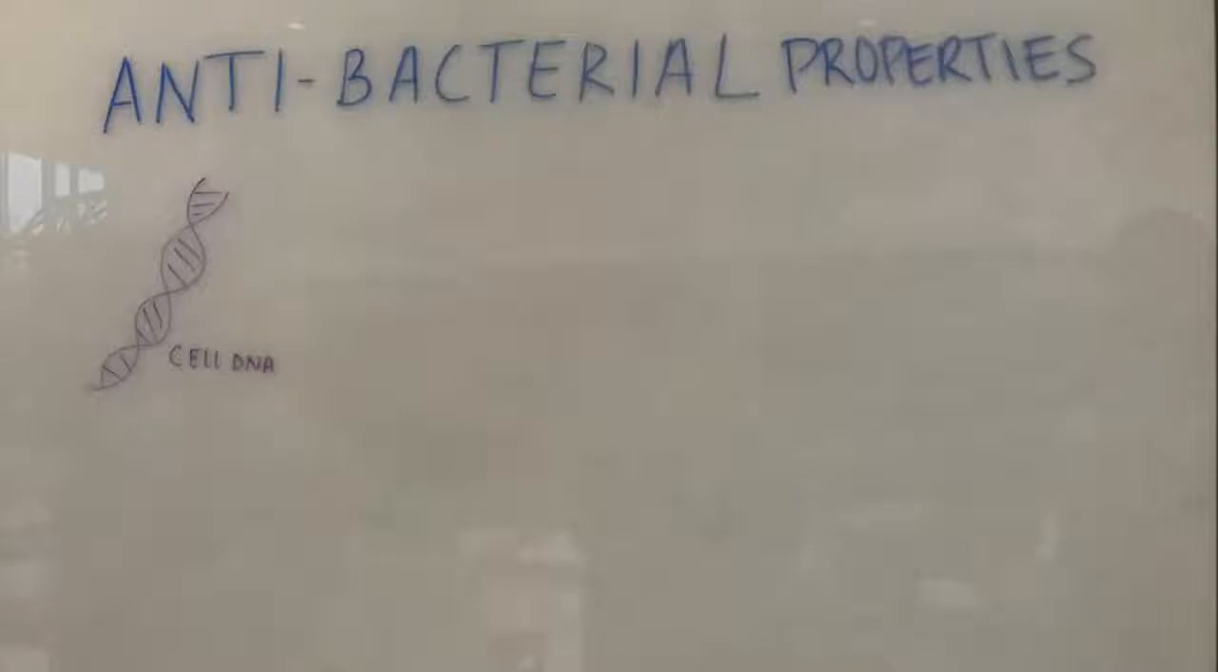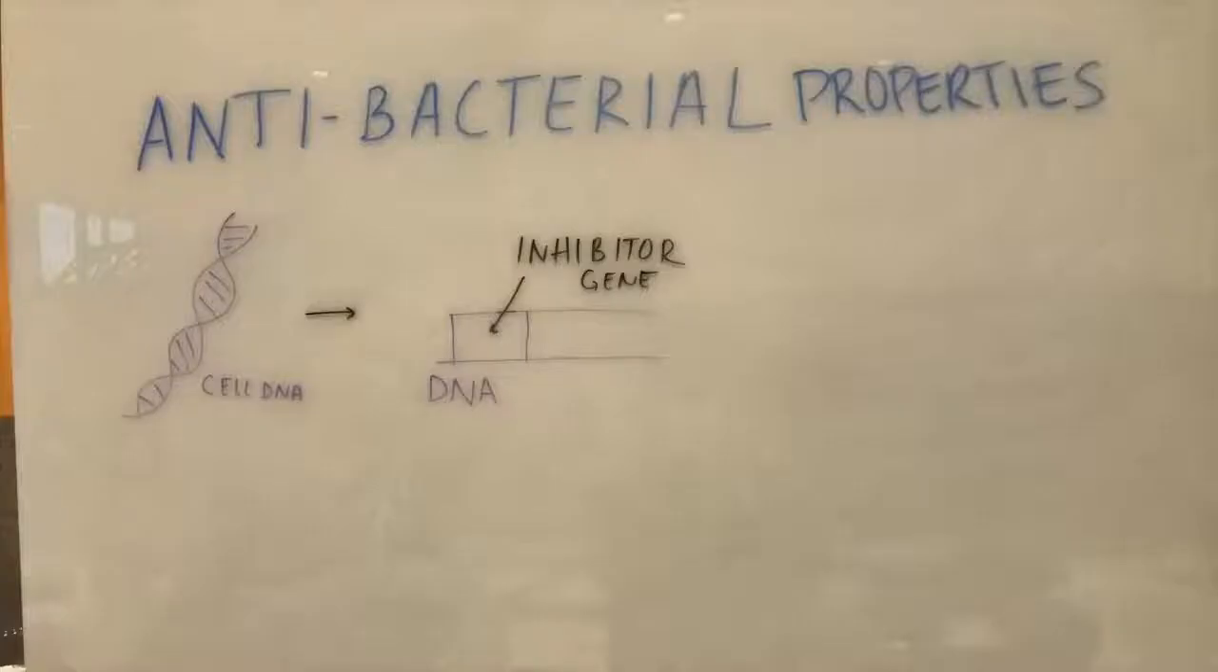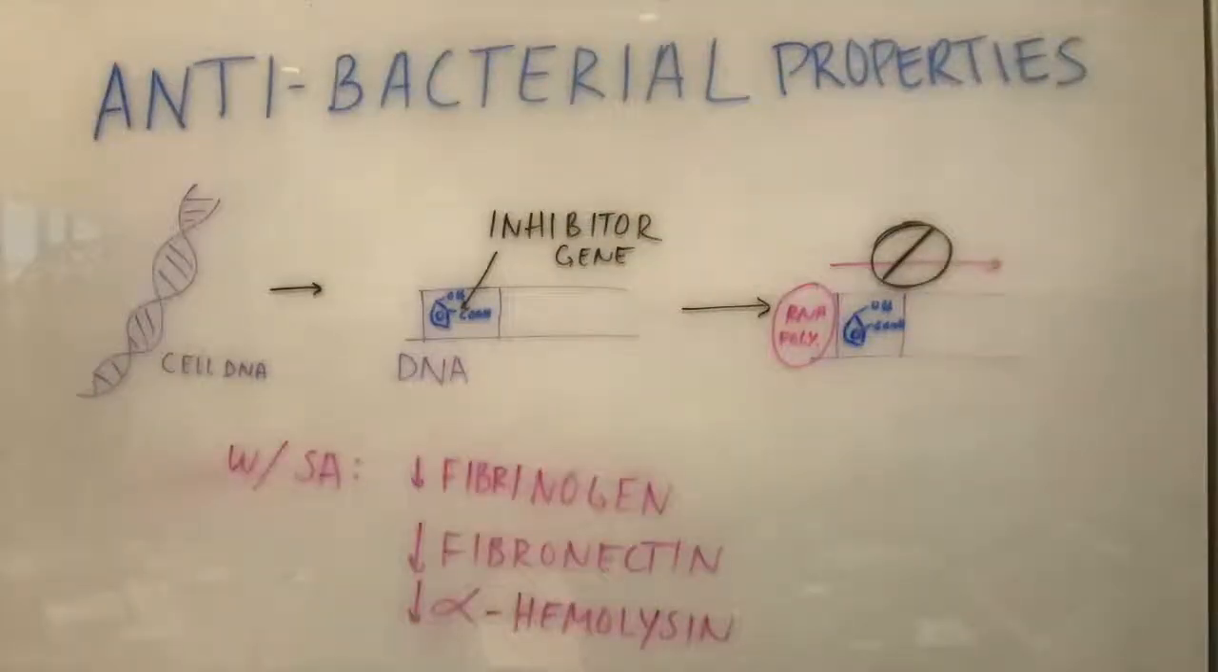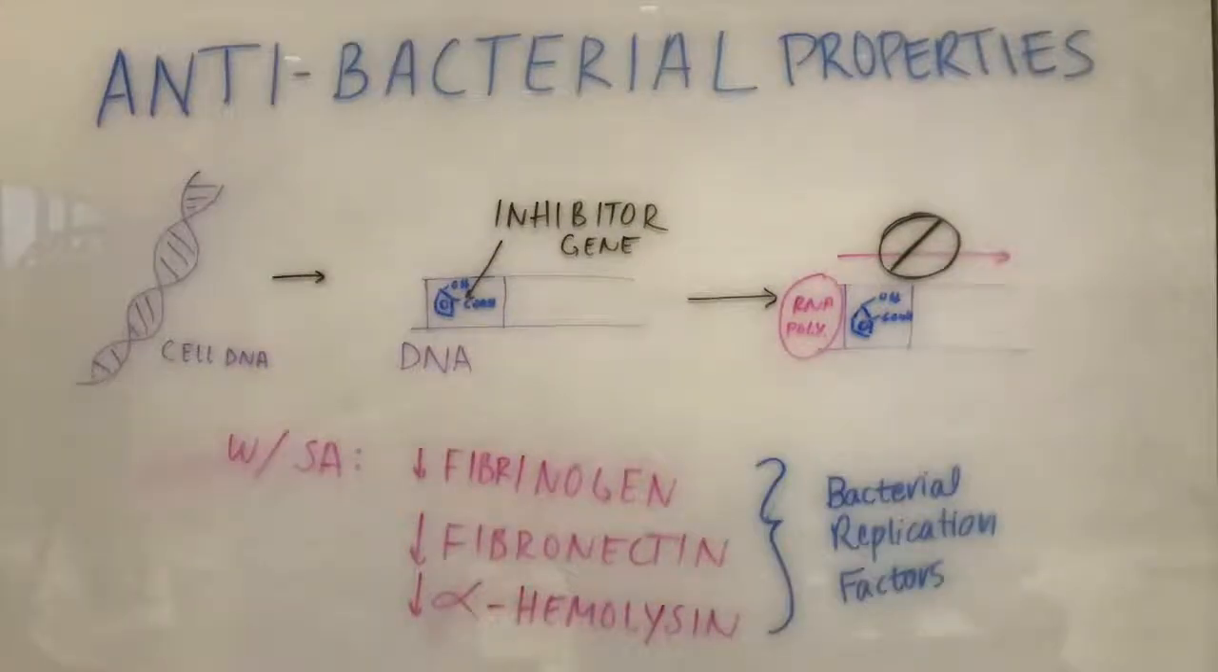Salicylic acid is used topically for its bacteriostatic, fungicidal, photoprotective, and keratolytic properties, meaning it protects against the sun, slows down the growth of bacteria and fungi, and also reduces the rate of keratinocyte production. Salicylic acid acts at the level of RNA transcription to downregulate the production of fibrinogen, fibronectin, and alpha hemolysin virulence factors necessary for bacterial replication in host tissues.